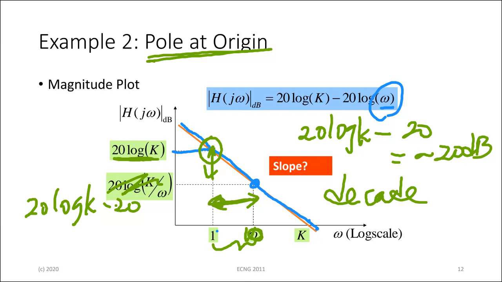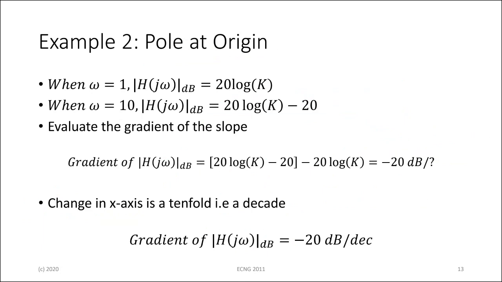Yeah? Right here. So a single frequency, a single pole at the origin, the gradient, the frequency response, as you crank up the frequency, it decreases at 20 dB per decade.